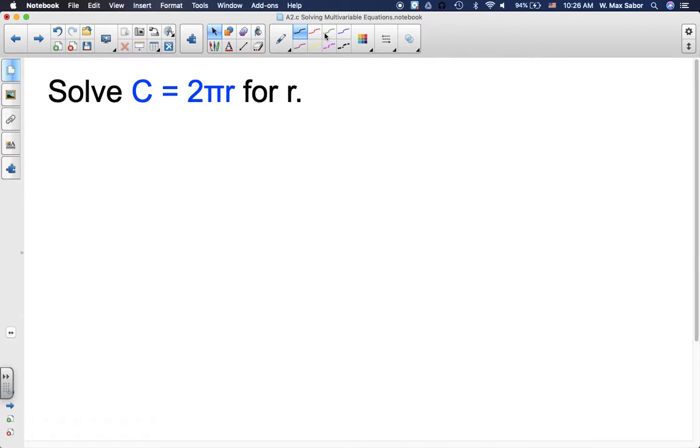Circumference equals 2 times pi times the radius, solving for r. Well, this is dividing by 2 pi. So circumference over 2 pi equals the radius.